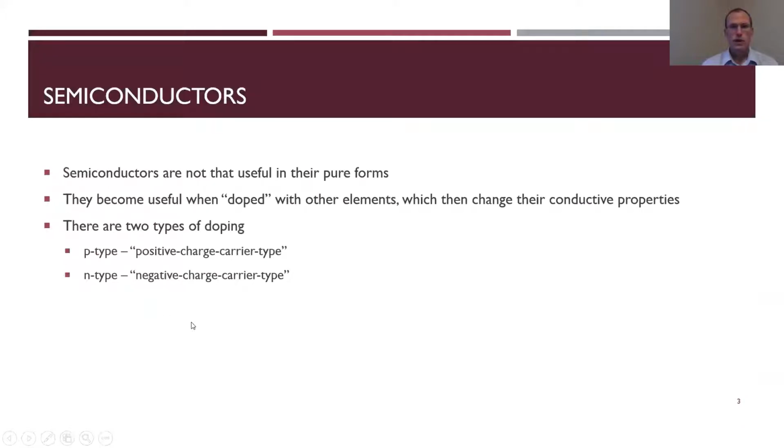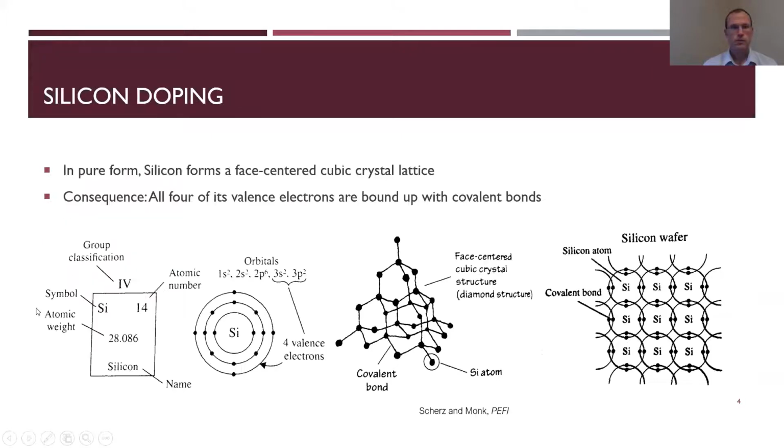We use these in what's called a doped form, so we actually combine them with other elements, and that helps change the conductive properties. Two ways to do this are the p-type and the n-type, for positive charge carrier or negative charge carrier types. So the way we do this, you have a silicon atom. Silicon has 4 valence electrons, and so it's all bound up in covalent bonds, and this is kind of how it looks in general for silicon. You have these wafers where each atom is bonded with 4 other silicon atoms, sharing those 4 valence electrons.